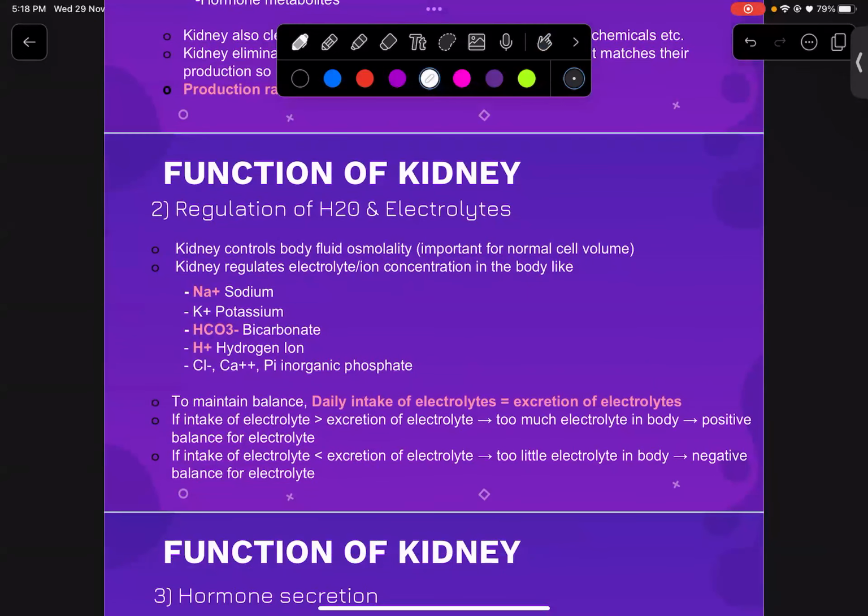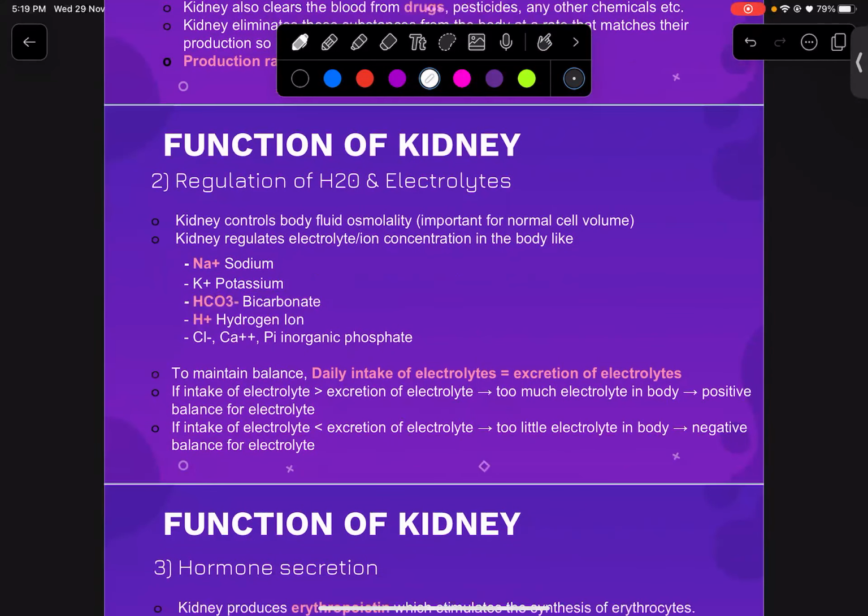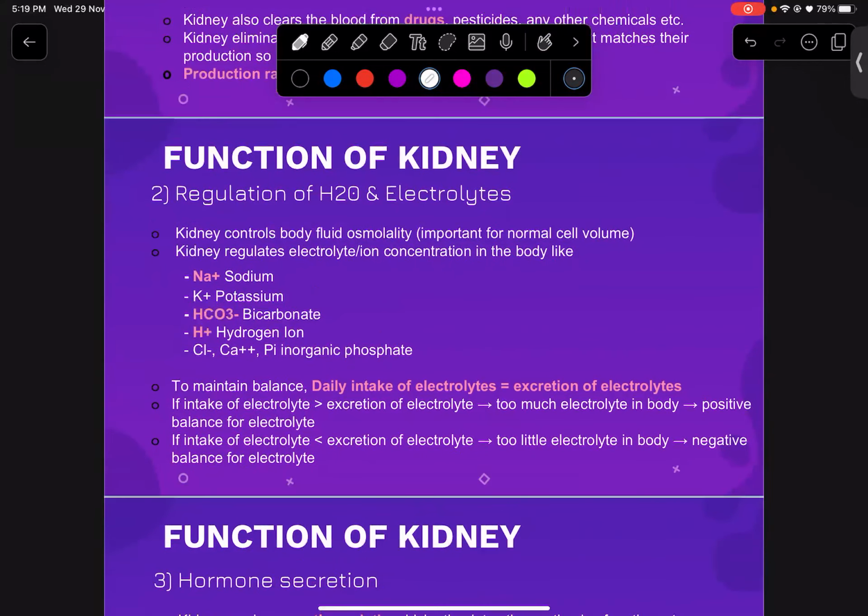Okay. The second function of the kidney is regulation of water and electrolytes. We know that the body is mainly made up of water and ions: sodium, potassium, bicarb, hydrogen, iron, whatever. The kidney must control the body fluid osmolality, which is really important for normal cell volume, and it also regulates the ion concentration in the body. To maintain this balance, the daily intake of electrolytes must always equal the excretion of electrolytes.